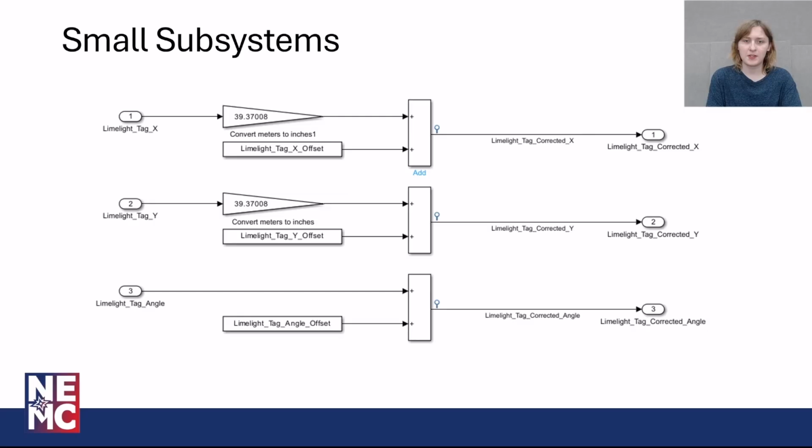This is the inside of the small subsystem. Here we just turn meters into inches and add a configurable offset for fudging if needed. Those codes then go on to be processed more later. Simple.